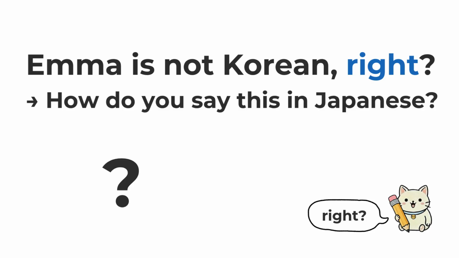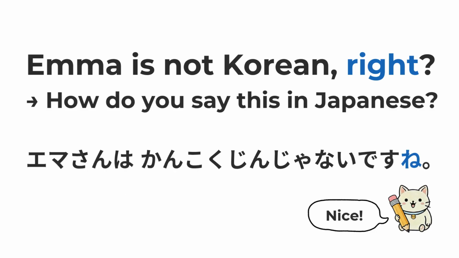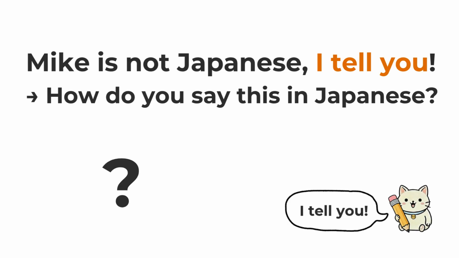Emma is not Korean, right? How do you say this in Japanese? Pause and try. エマさんは韓国人じゃないですね。 Emma is not Korean, right? Nice.